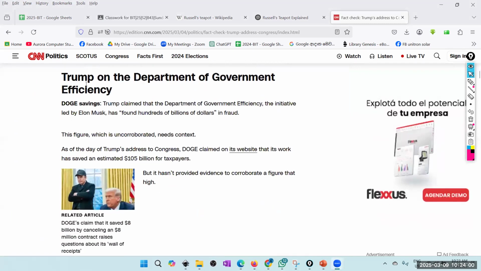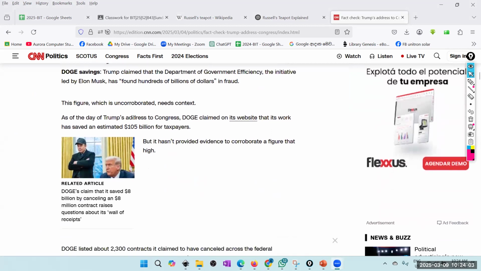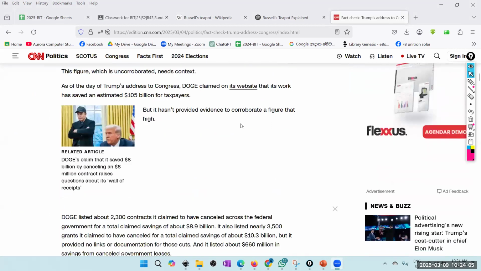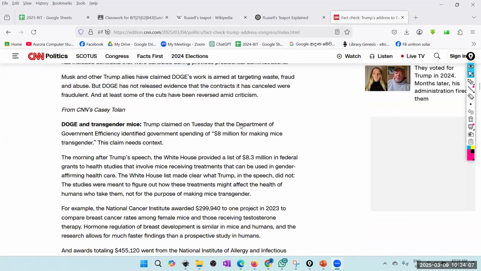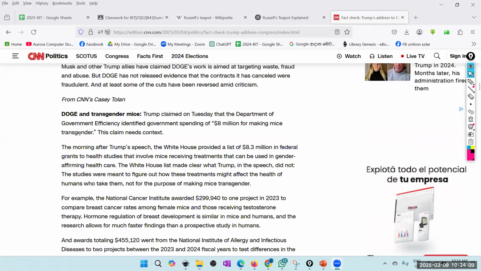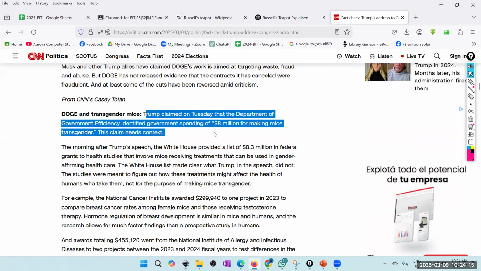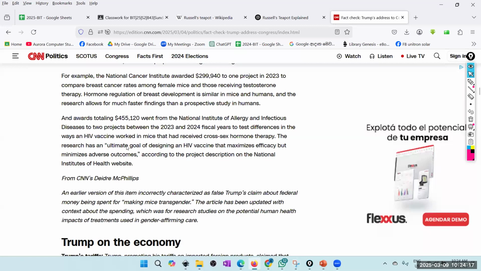The Trump on Department of Government of Service. So Trump claimed on Tuesday that the Department of Government Efficiency identified blah blah blah. So I say, how accurate is that?